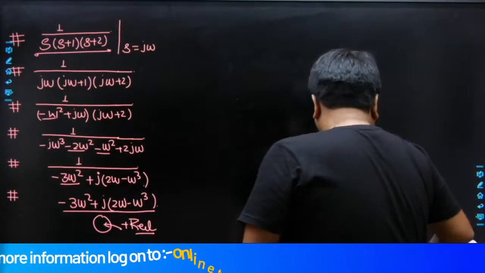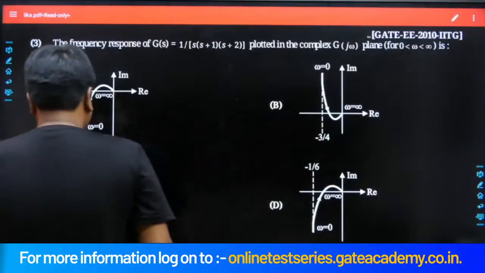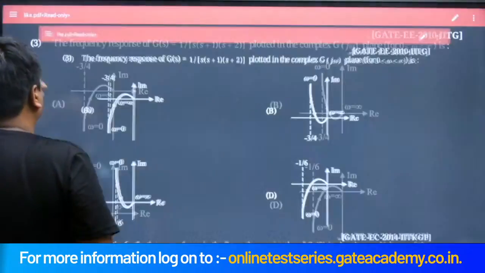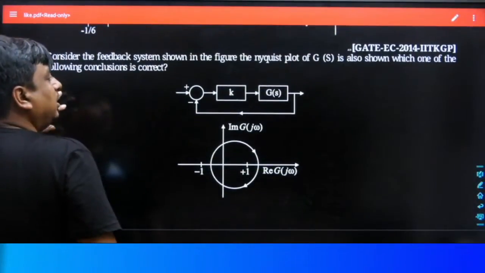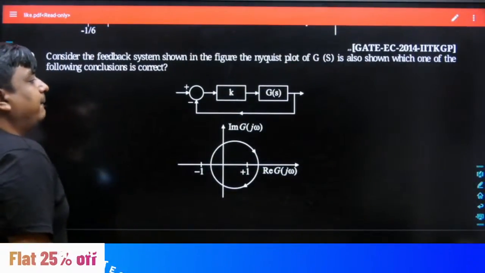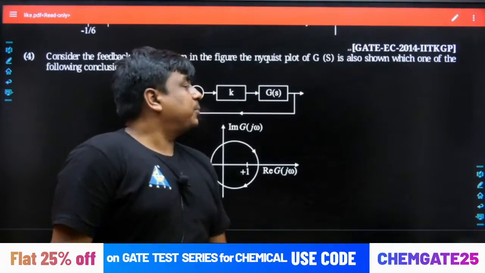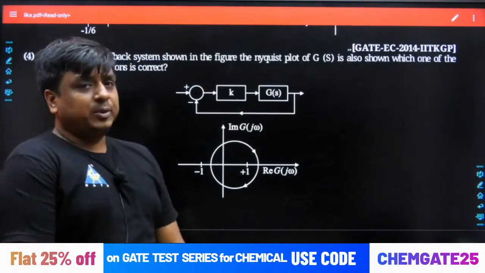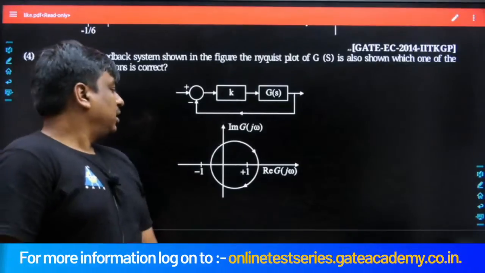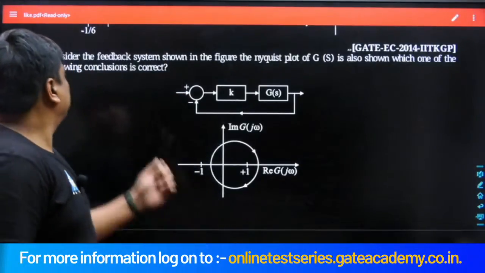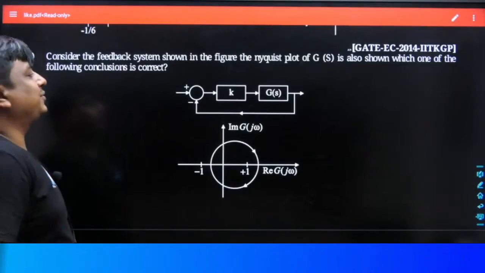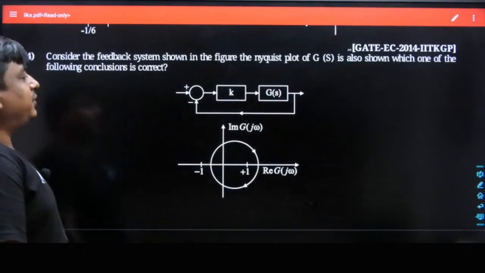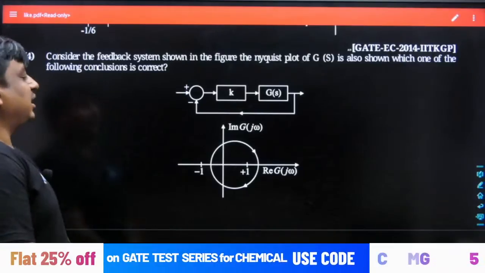So I think it's the right time to take the next question. Here goes the next question in front of you. This problem was framed by IIT KGP, and the electronics people experienced it in the year 2014. Read this problem carefully. The problem states: consider the feedback system shown in the figure. The Nyquist plot of G(s) is shown. Which one of the following conclusions is correct?